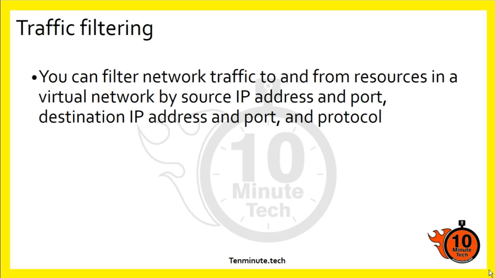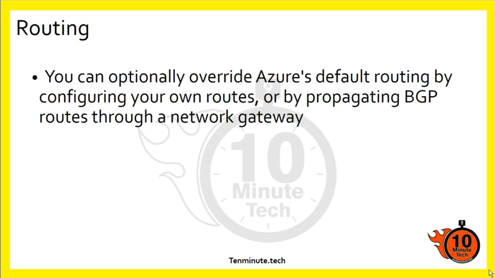Let's talk a little bit about traffic filtering. You can filter network traffic to and from resources in virtual networks by source IP and port, and by destination address, port, and protocol. Really the same way that you would do it in an on-premise network or with a firewall. And finally, we have routing. Routing is optional. You can optionally override Azure's routing, as we mentioned before. You can configure your own routes, or you can propagate BGP routes through a network gateway.